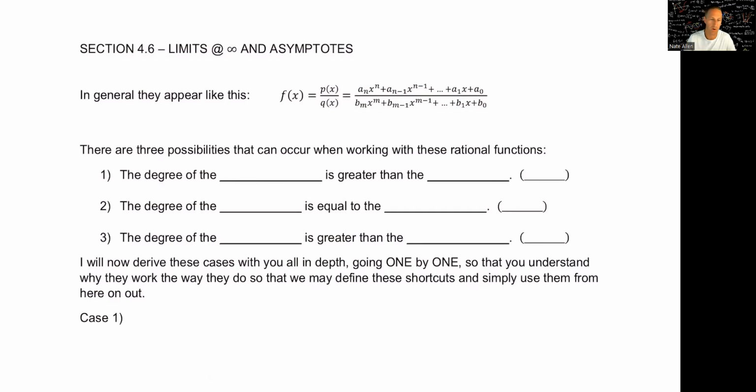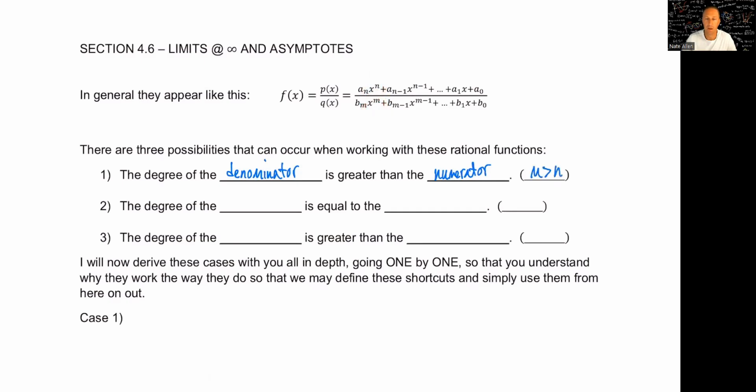Otherwise, let's go over it right now, and then I will derive all these with you once more to make sure that you not only remember it, but hopefully even more so now you understand why it is what it is. So let's say that the degree of the denominator is greater than the degree of the numerator. So the bottom degree is bigger than the top. What then would happen if that were true?